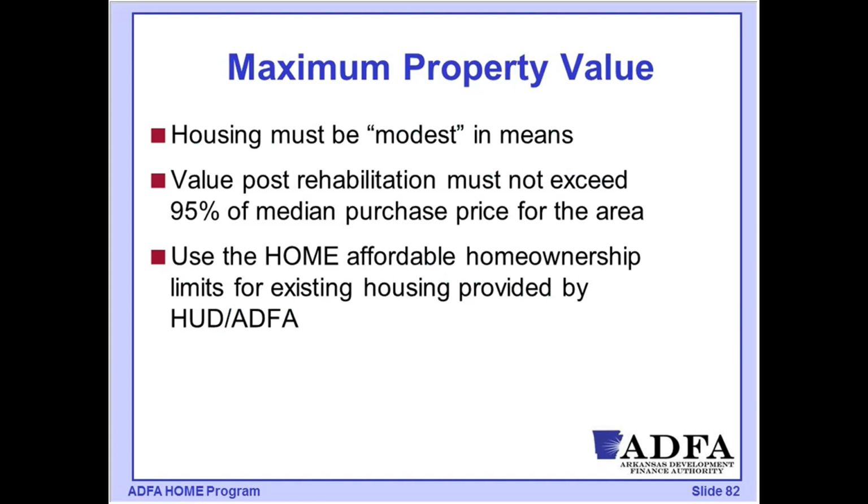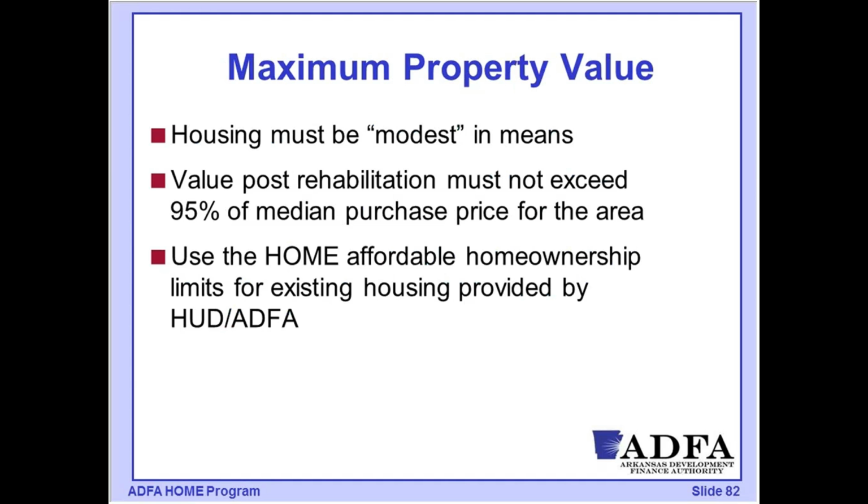The HOME program imposes maximum property values. And essentially, HOME wants to make sure that with their investments, they're investing in modest units. And so as part of trying to measure what's a modest unit, they set some maximum values in place. When we're evaluating whether a home that we are looking at assisting meets this criteria, we have to look at what the post-rehabilitation value would be and make sure that it does not exceed the HUD designated 95% of median purchase price for the area.